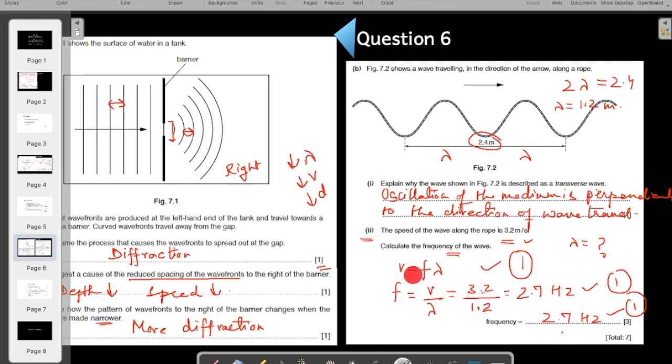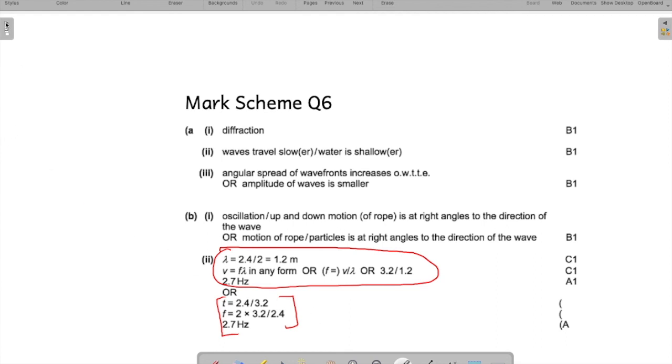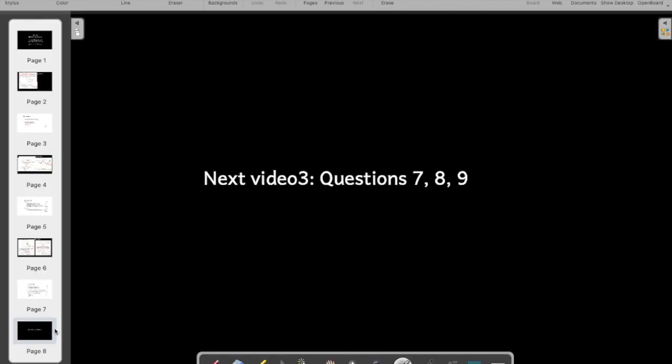If you're not writing your steps, and still your answer is correct, this is a catch here. If your answer is 2.7 Hertz, you get full 3 marks. But if your answer is wrong and the steps are also not there, you get 0 marks. That's why it's an important habit to write the formulas and the steps, so that if finally your answer is wrong, you'll not get straight 0 marks. You'll still get some marks on your steps and your working. So here is the mark scheme. You can look at the mark scheme, take a snapshot of it, and solve this question again.